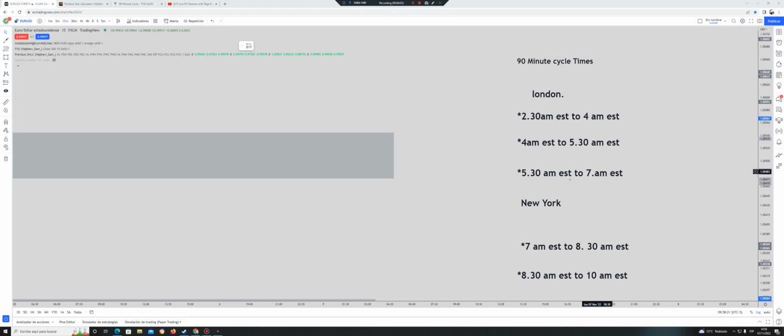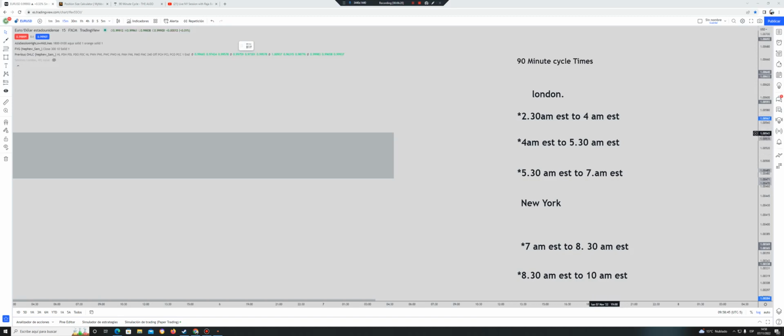As I told you in the last chapter, what happens between 4 to 6? What happens between 4 to 6 is the distribution on European pairs. The big move, I call it the big move. Okay, 90% of my London trades are between these two times, between 4 to 5:30.